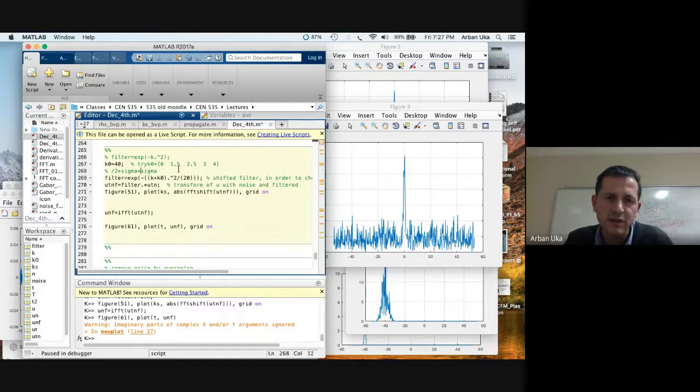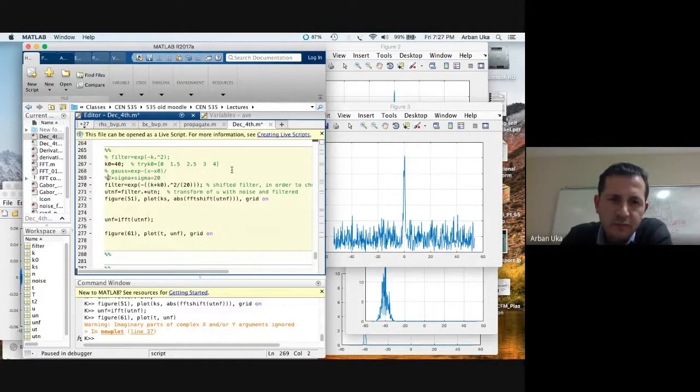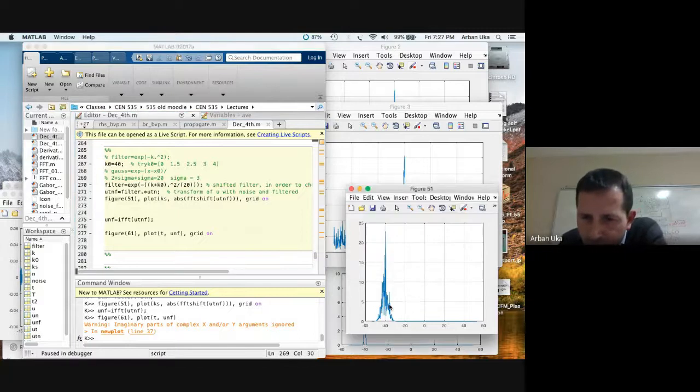This is how, and because of the exponential function, I think we know the Gaussian function. Sorry, the filter is a Gaussian. I apologize. So Gaussian is exponential to the power minus (x minus x0) divided by 2 sigma squared. If this 2 sigma squared was equal to 20 before, that means that sigma itself is equal to 3.